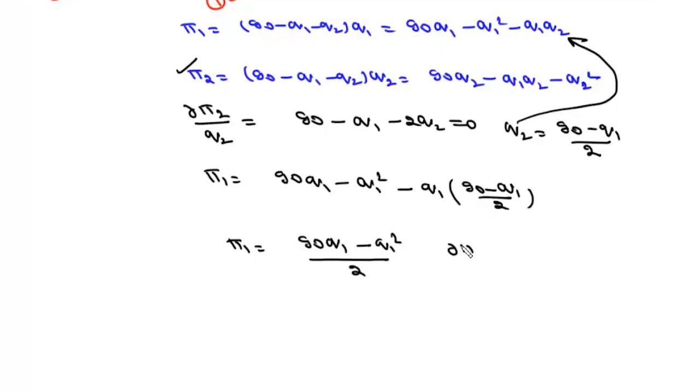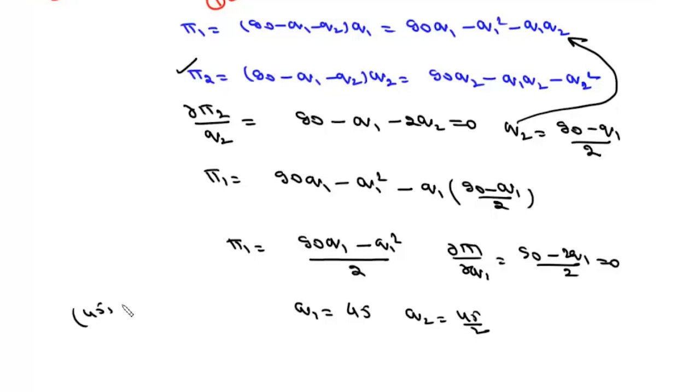Now we differentiate this with respect to Q1. We can write this as (90 minus 2Q1) upon 2 equal to 0. So in this case, value of Q1 will be simply 90 by 2, which is 45. Now we put Q1 as 45, value of Q2 will be simply 45 by 2. So Nash equilibrium in case of Stackelberg competition will be at 45, 45 by 2.